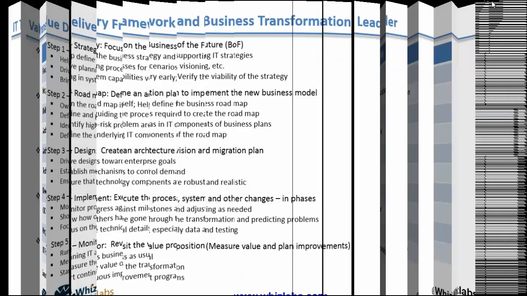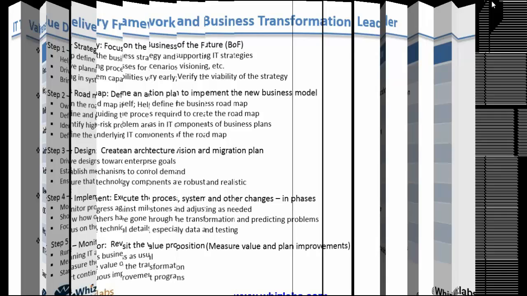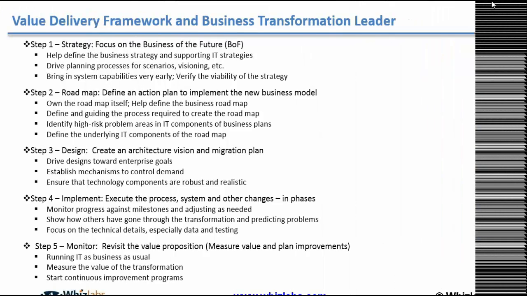Let's look at that same value delivery framework that we looked at earlier that talked about the tasks. Now, what I've done is I've inserted the tasks that should be done by the business transformation leader. I won't go through each of those, but if you look at the first word, it's very action-oriented. For example, step 1: help, drive, bring. Step 2: own, define, identify, define. Step 3: drive, establish, ensure. Step 4: monitor, show, focus. Step 5: running, measure, start. All of these imply that you are leading the effort, and depending on where you are in the business transformation process, you're putting on the appropriate hat to provide the appropriate behavior in that arena.